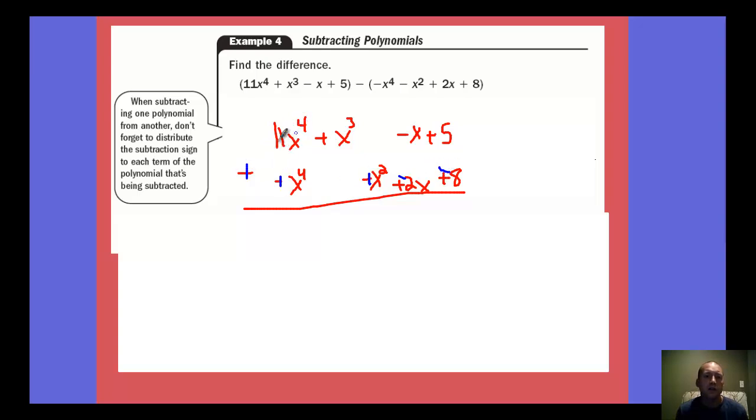So now it's going to be 11x to the fourth plus a positive x to the fourth, so it becomes 12x to the fourth. Then we have the positive x to the third. This is now a positive x squared, and it became positive because we were minusing a negative, so we're positive now. And we have a negative 3x, and then a negative 3. So there's the polynomial. We cannot combine like terms.